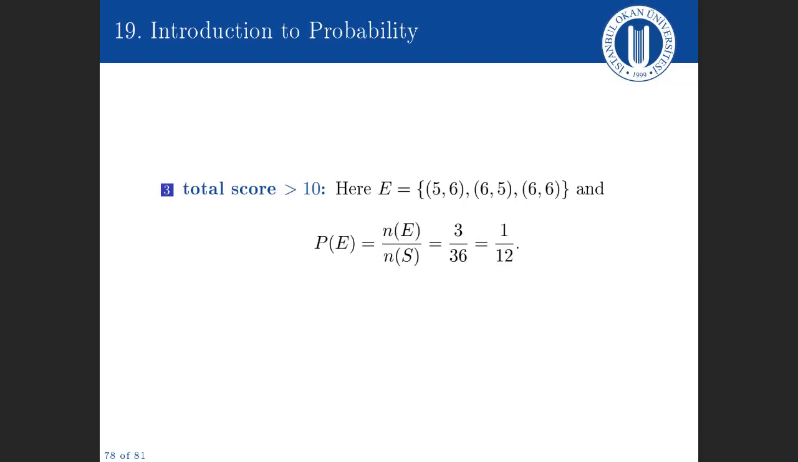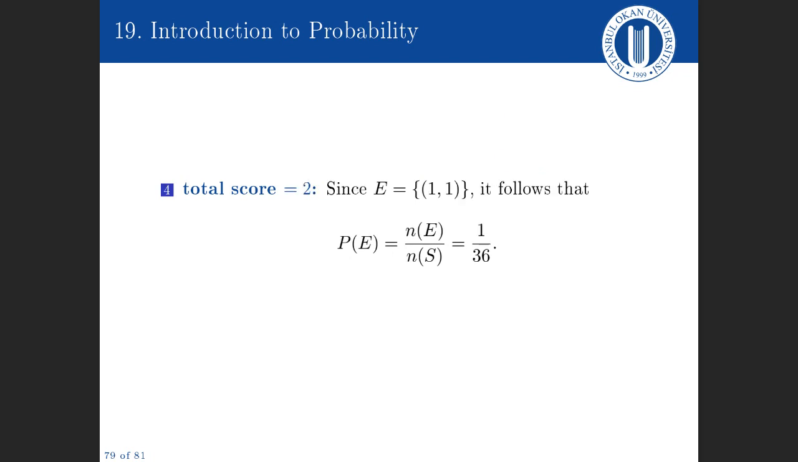How can we get a total score bigger than 10, greater than 10? The event that we wrote down earlier contained 3 objects, so now the probability is 3 divided by 36. And question 4, how can we get a total score of 2? This is a simple event because it contains only 1 object. We do 1 divided by 36.